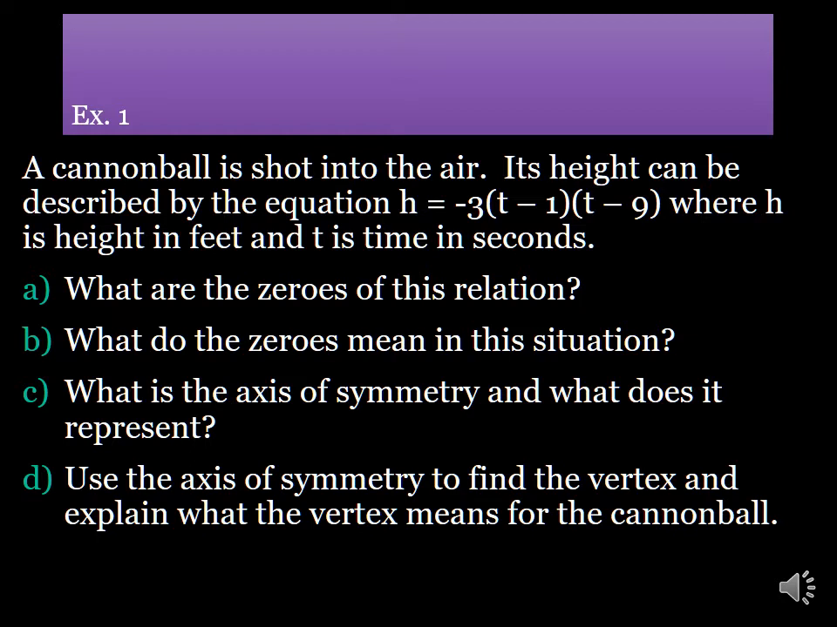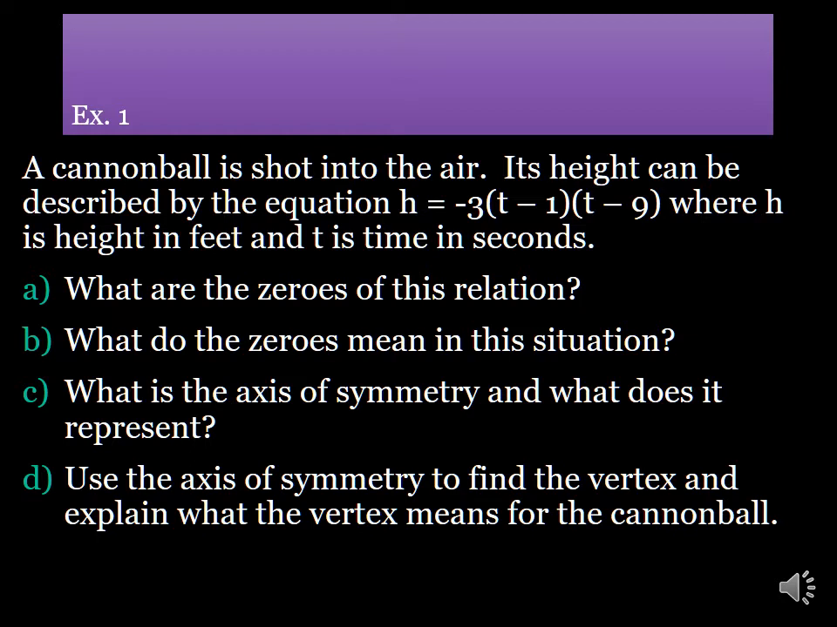So the question reads, a cannonball is shot into the air. Its height can be described by this equation. That's obviously in factored form. H is the height in feet. T is the time in seconds. We want to know what are the zeros, what do the zeros mean, what's the axis of symmetry, what does that mean, and then we're going to use the axis of symmetry to find the vertex and explain what the vertex means for the cannonball.